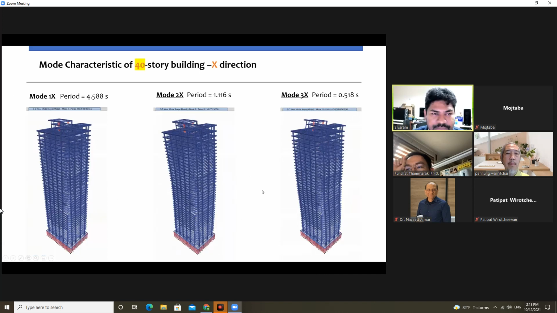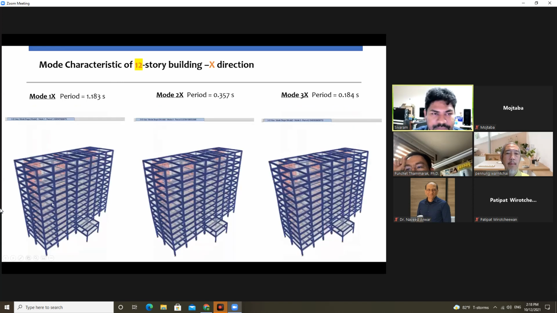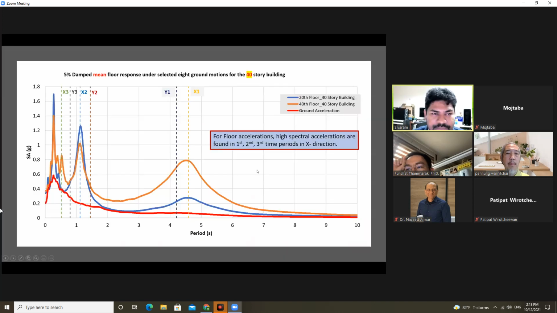Here, as you can see, this one is the response spectrum for the mean response spectrum considering all the ground motions. This one is ground motion and floor motion. Here, as you can see, for the floor acceleration, high spectral accelerations are found in the first, second, and third mode of x direction. So we can clearly see that the ground motion is not equal to floor acceleration. This one is wide band. The floor acceleration becomes a narrow band.